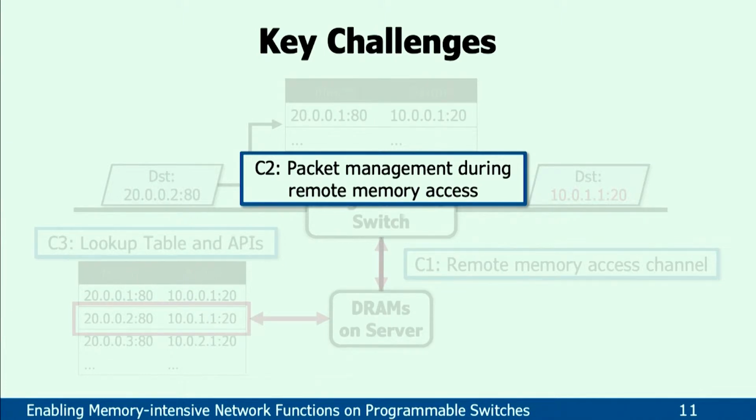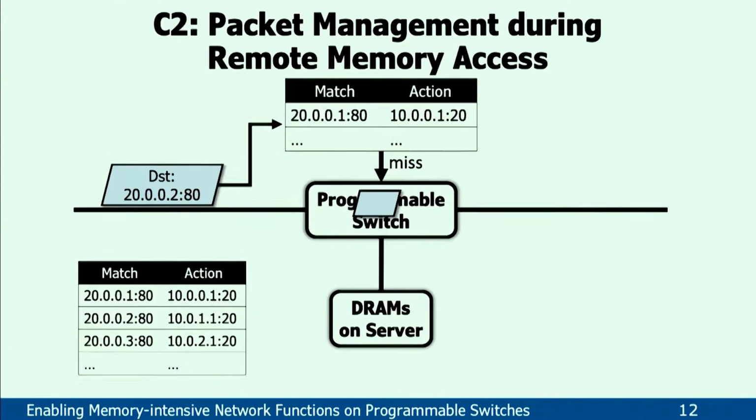Now, the switch data plane can access remote memory via an RDMA channel. Then how can we manage the packet during external memory access? While the switching chip can issue RDMA requests, here's a potential problem. What if the data plane needs to modify the packet based on the content fetched from the remote memory? For example, in that case, IP address and port fields need to be changed.